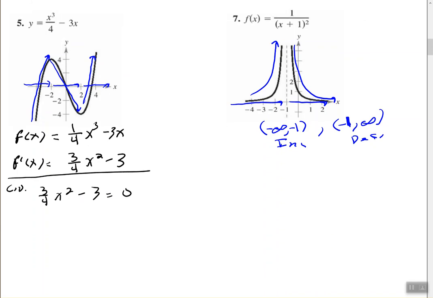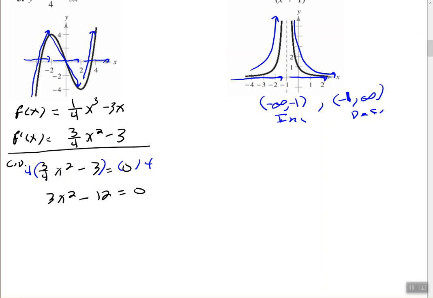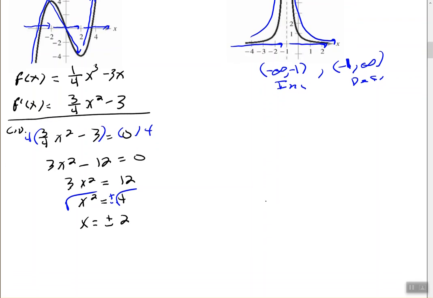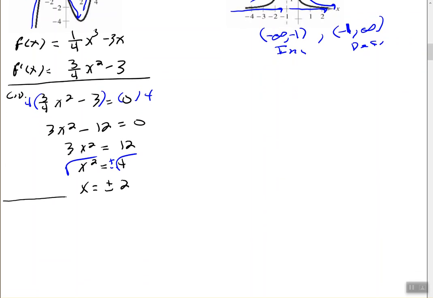I'm going to multiply both sides by 4 to clear the fraction. So 3x squared minus 12 equals 0. Add 12 to both sides. Divide both sides by 3. And then take the square root of both sides. So x equals positive and negative 2. So those are my critical values.